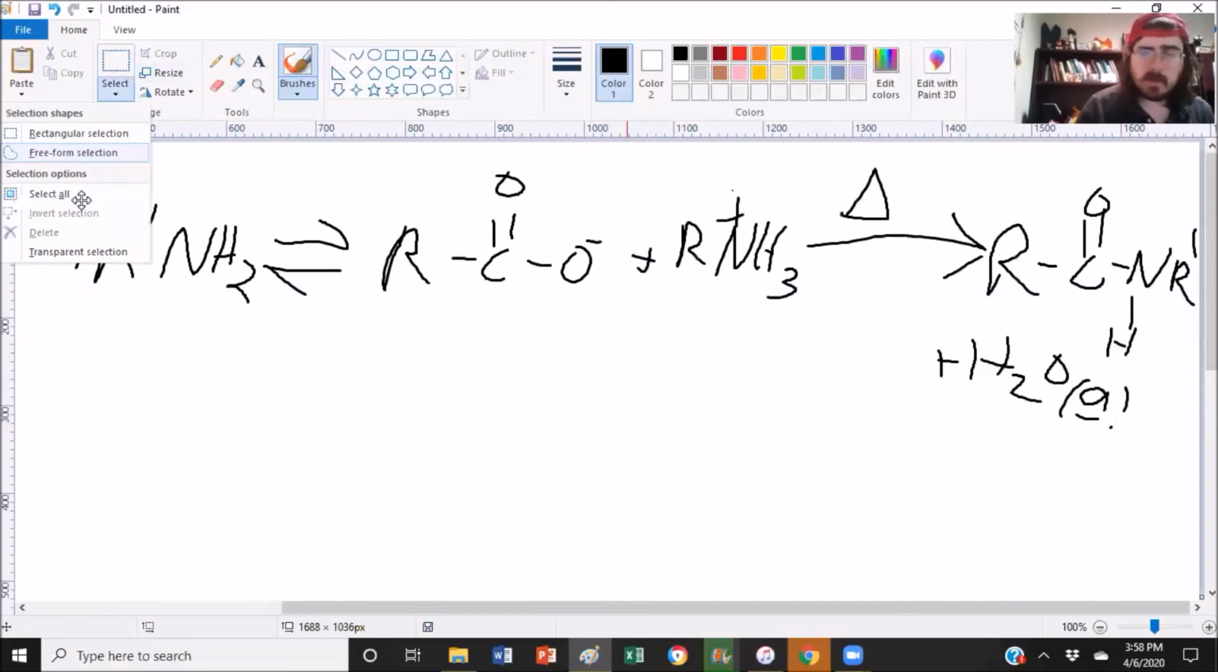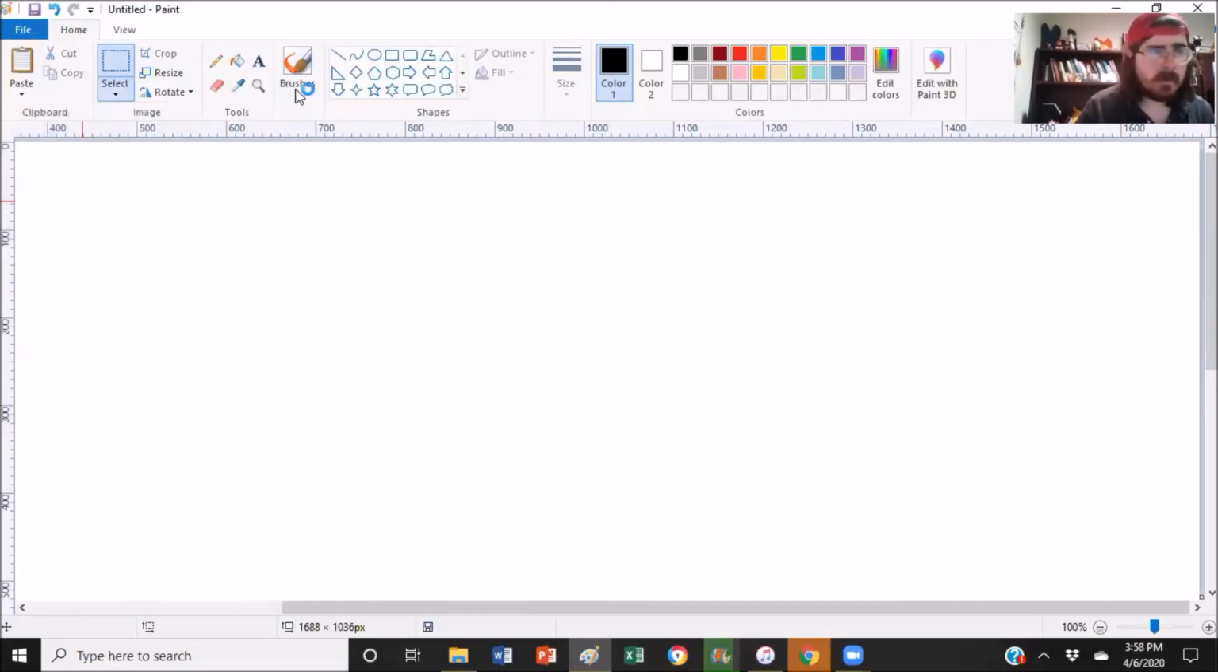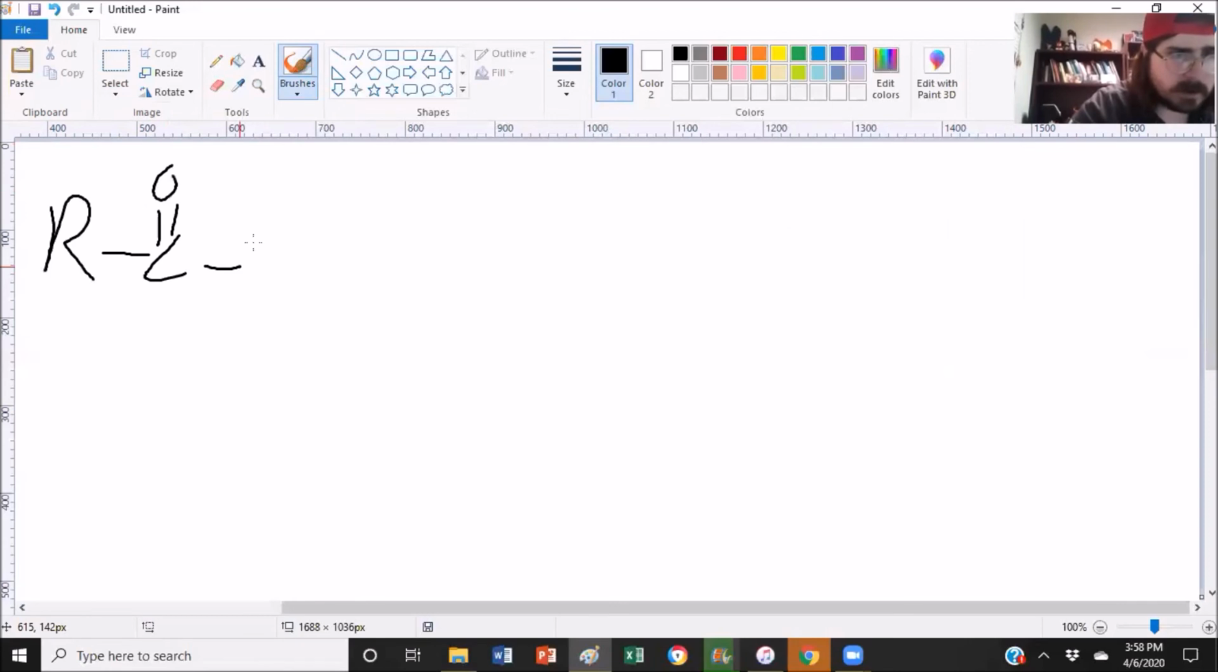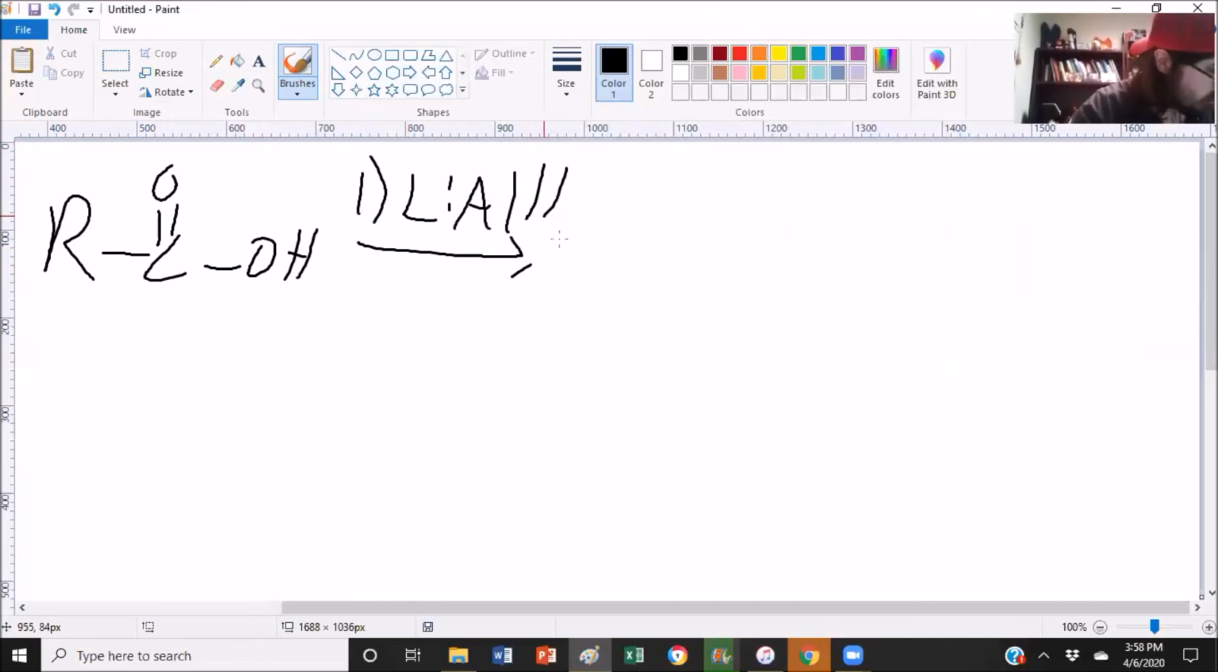Those are obviously going to be the easiest to form, because you don't have to stop at an intermediate, a very reactive intermediate. So you can just simply go, oh, I'm going to plop in some lithium aluminum hydride, then an acid source. Make sure that's protonated. And then you would get RCH2OH.